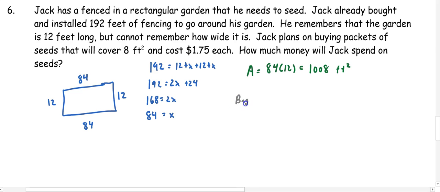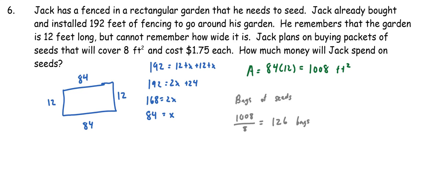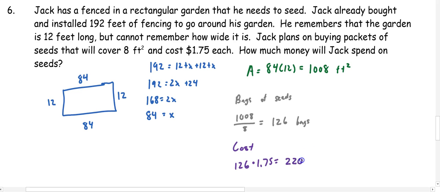So we know that for the bags of seeds, each covers 8 feet squared. So we're going to do 1,008 divided by the 8 feet squared that it covers per bag. And we get 126 bags that we would need to seed the garden. We also know how much they cost so we can figure out the total cost. So if we need 126 bags, we can multiply by the cost of $1.75 each. And we get $220.50.